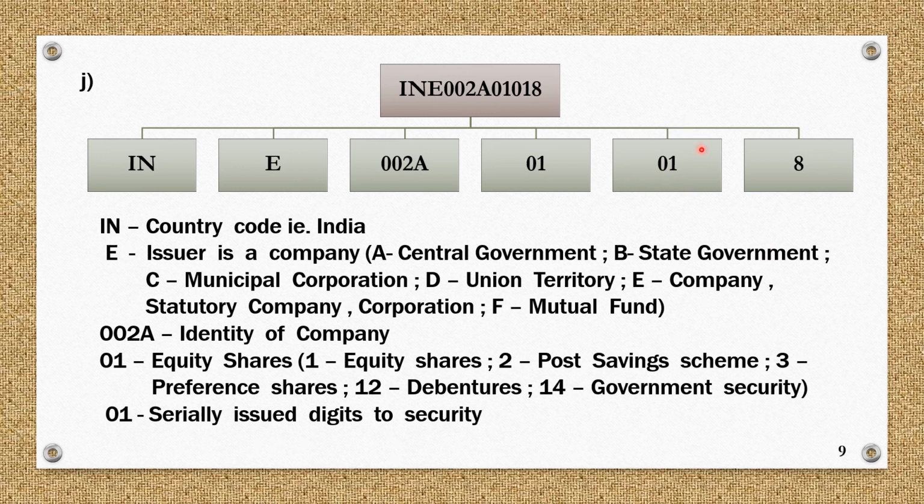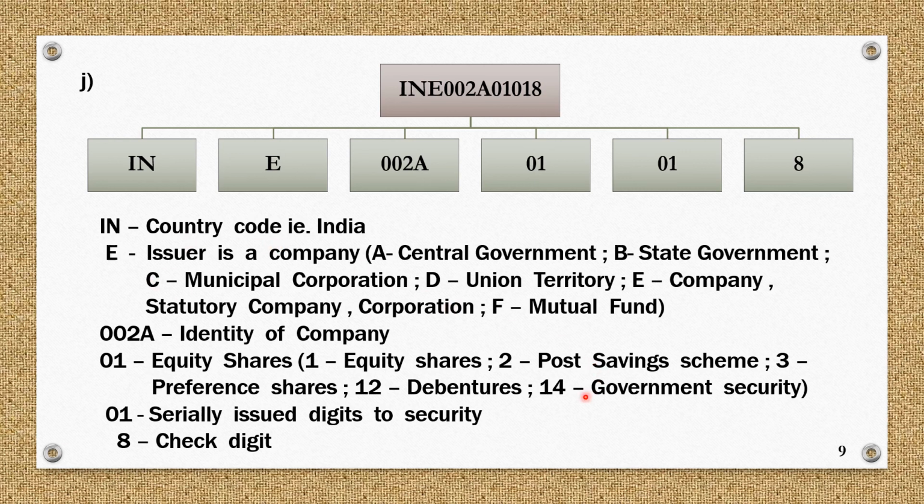Next, the second 01 represents the serial number which is issued to the security. And lastly, 8, as we discussed earlier, is nothing but a check digit which indicates the authenticity of the entire code, and it also prevents any type of fraud.